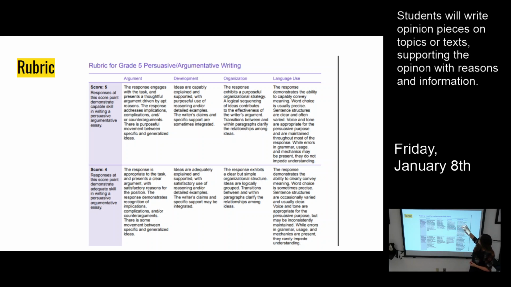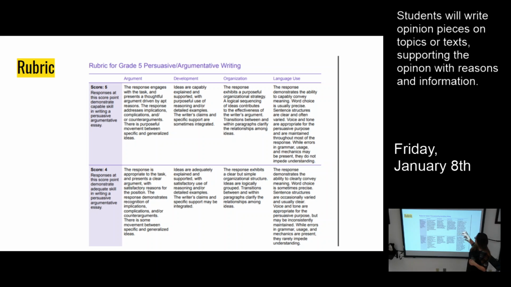The response demonstrates the ability to capably convey meaning. Word choice is usually precise. Sentence structures are clear and often varied. Varied meaning you do not have the same type of sentence over again, like simple sentence, simple sentence, simple sentence. We want to mix them up between compound and complex sentences. They don't need to start the same way. That would be boring. So they need to be varied.